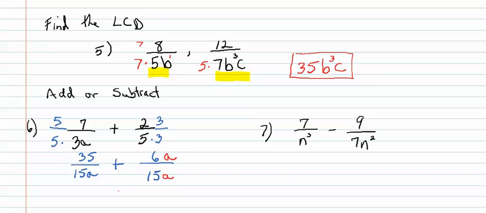Okay, now do I have a common denominator? I do. It's 15a. Now it's addition, so I'm going to keep the number, because numbers go with numbers. And over here I have 6a, and a's go with a's. I cannot combine these two, because this one is a 6a and this one's a 35. So here's my answer for number 6.